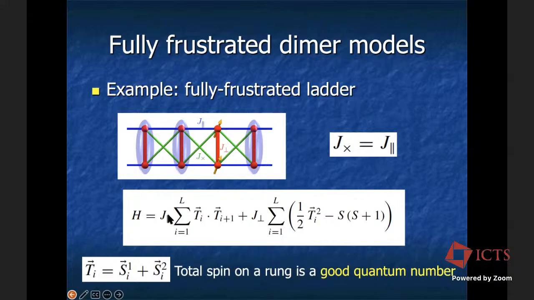If they are strictly equal, then the Hamiltonian can be reformulated in terms of the total spin on each dimer. This is called T here, because this spin is coupled to that spin and that spin with the same coupling when J cross is equal to J parallel, so that the Hamiltonian is just a Heisenberg model for the total spin of each rung. And the rung coupling can also be written in terms of T. So in that case, the Hamiltonian, in the dimer basis, can be entirely rewritten in terms of the total spin. So this leads to an idea how one could perform quantum Monte Carlo simulations on this problem.